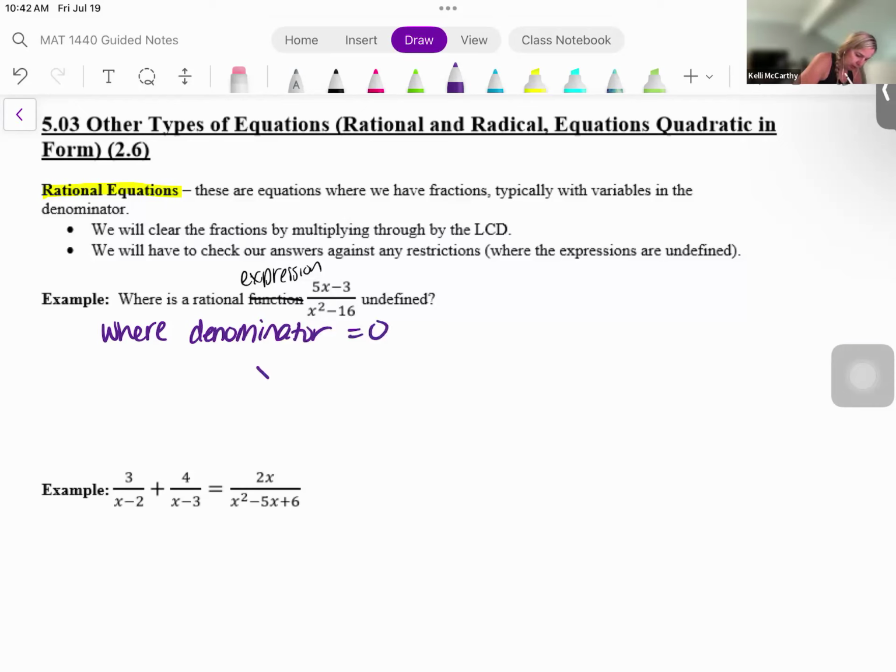So we're going to set up the equation x squared minus 16 equals 0. Add 16 to both sides, we get x squared equals 16. And here, to undo that exponent of 2, that square, we're going to take the square root of both sides. But when we take the square root of both sides to isolate x, we have to add that plus or minus. So then we get x is equal to plus or minus 4. So there are two values that make that denominator equal to 0.